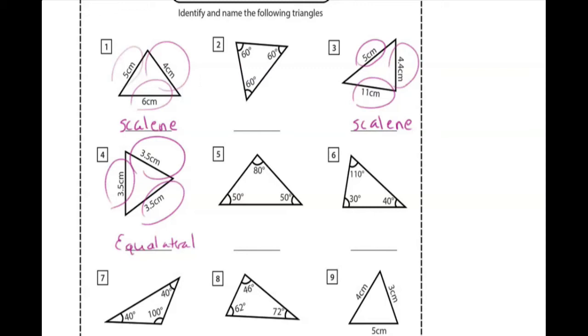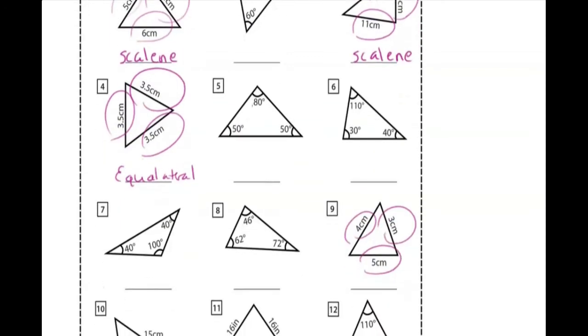All right. And then we got one more down here. I guess we got a few more. This one is also scalene. Okay, so that would be when we're looking at the sides, we can classify them as scalene or isosceles or equilateral.